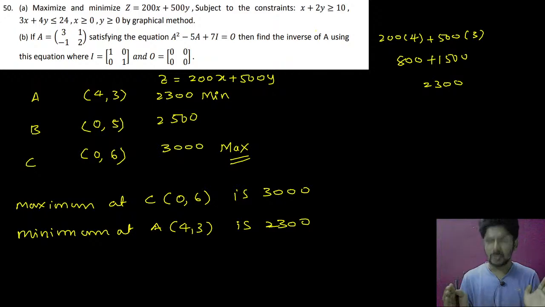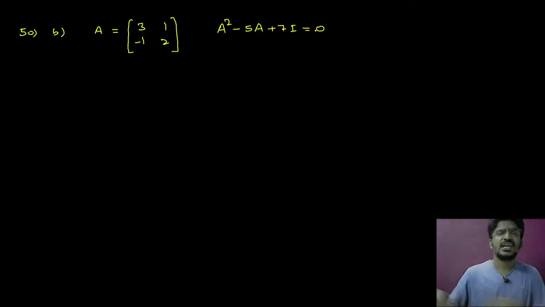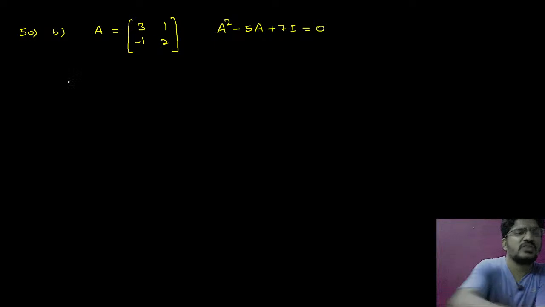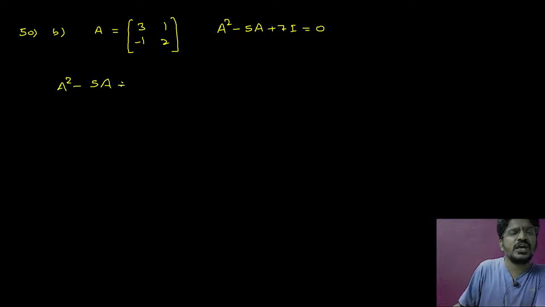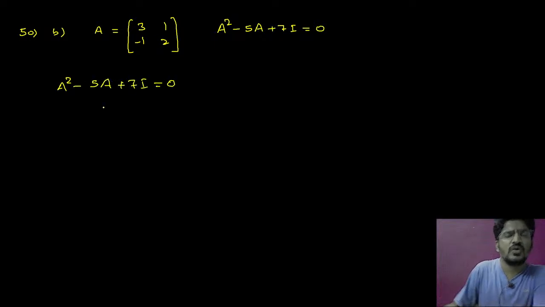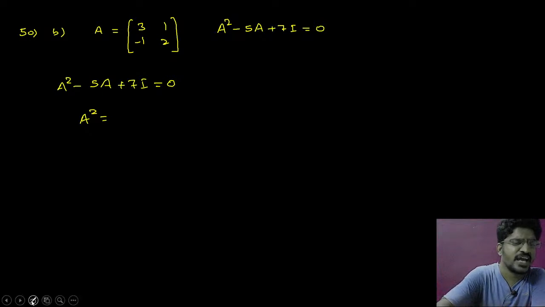So we don't need to solve it, that means don't need to verify it. Directly we can go for solving the inverse by using the equation A square minus 5A plus 7I equal to 0. So here you can just see A square will be equal to minus 5A will be plus 5A, 7I. Okay, no problem. You write A square as it is.